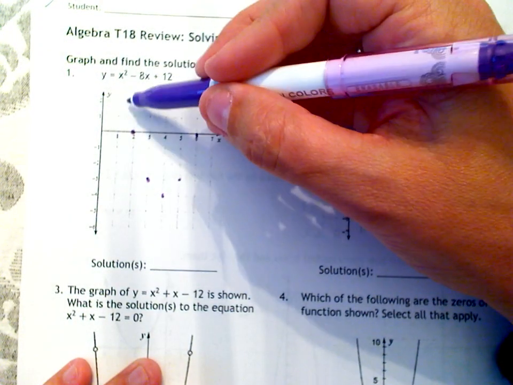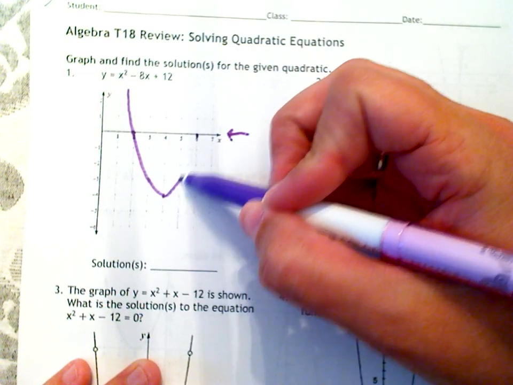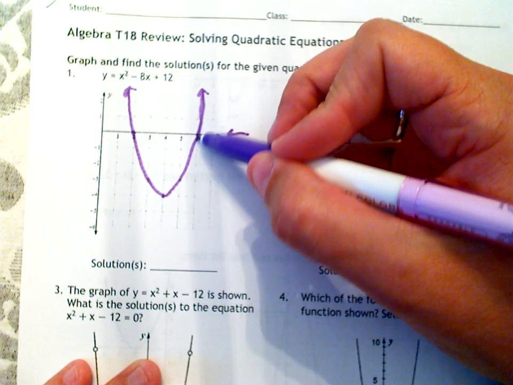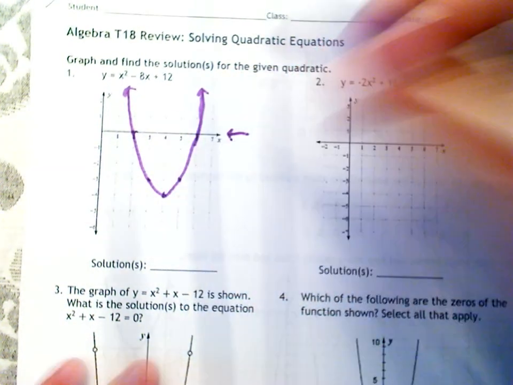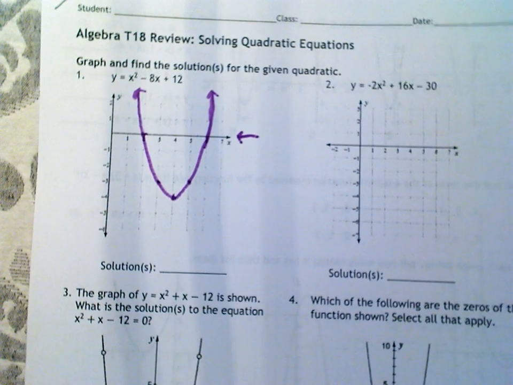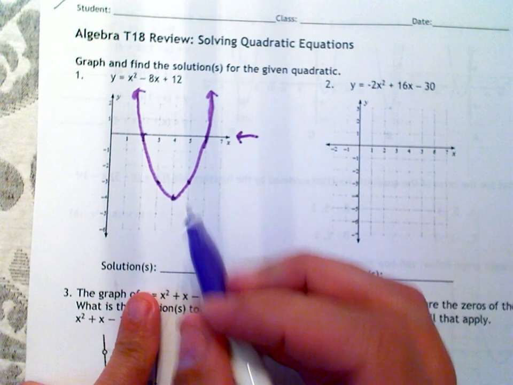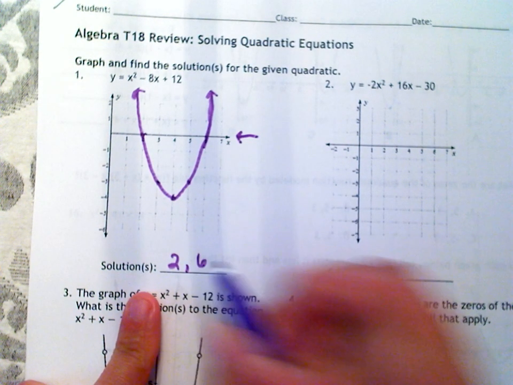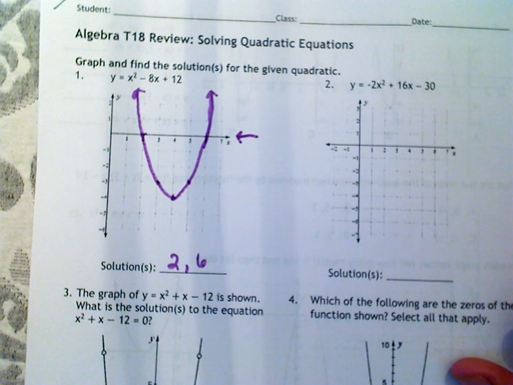So here's my parabola. This is what it should look like. Remember, it's a U-shaped graph. Make sure you connect your points. We want to see your dots. So make sure that you don't just slap a parabola on there and say that's your graph. All right, and then our solutions are where it crosses. So it crosses here at positive 2 and 6. So 2 and 6 are our solutions to this parabola.